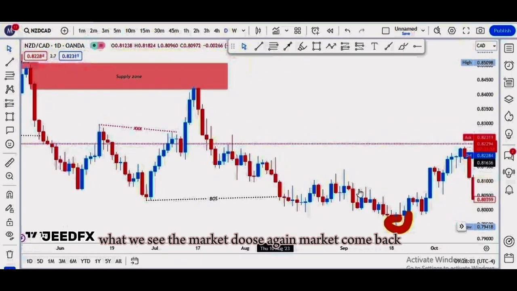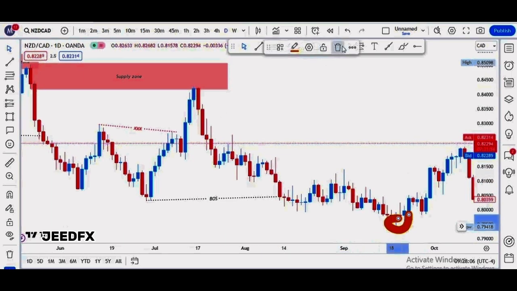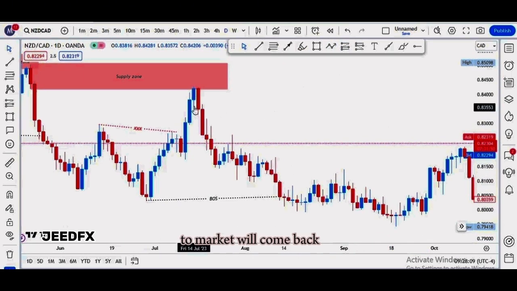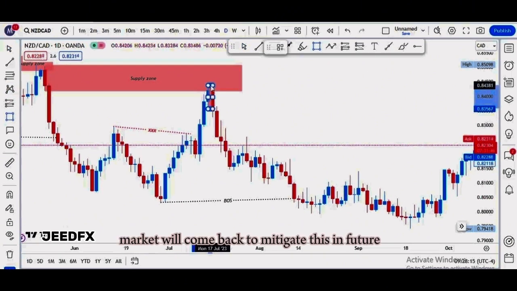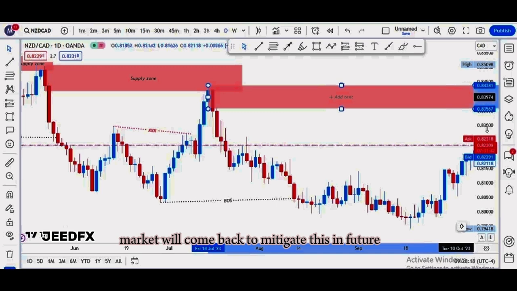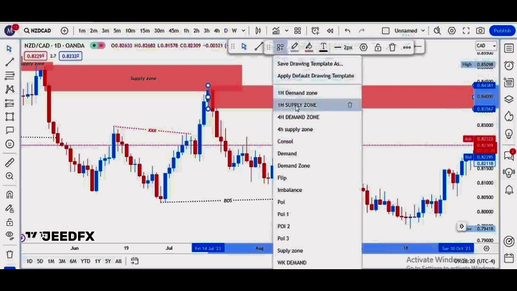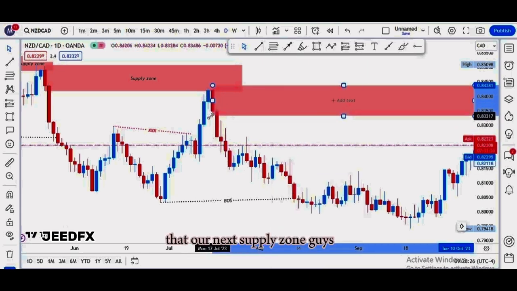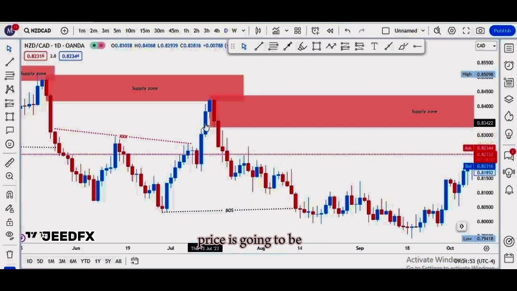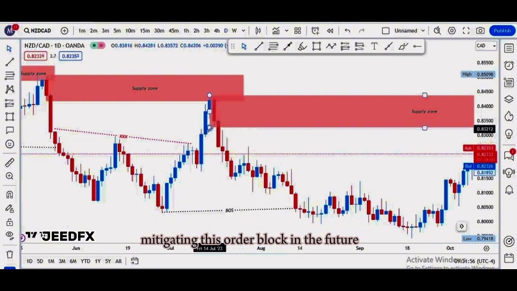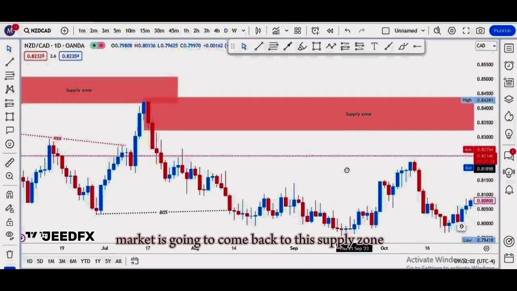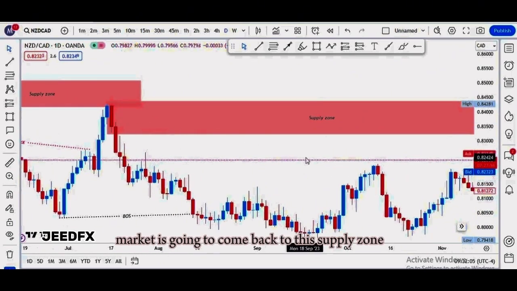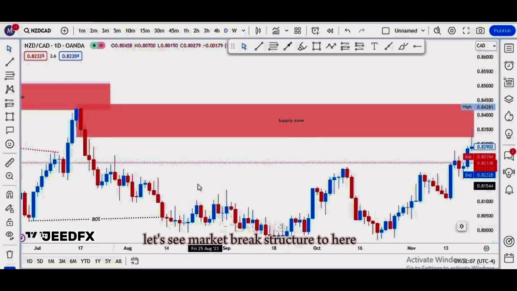What we see the market does again, market will come back to mitigate this in the future. This is our next supply zone. That's our next supply zone, guys. Price is going to be mitigating this order block in the future. Okay, let's see. Market is going to come back to this supply zone. Let's see. Market breaks structure to here.